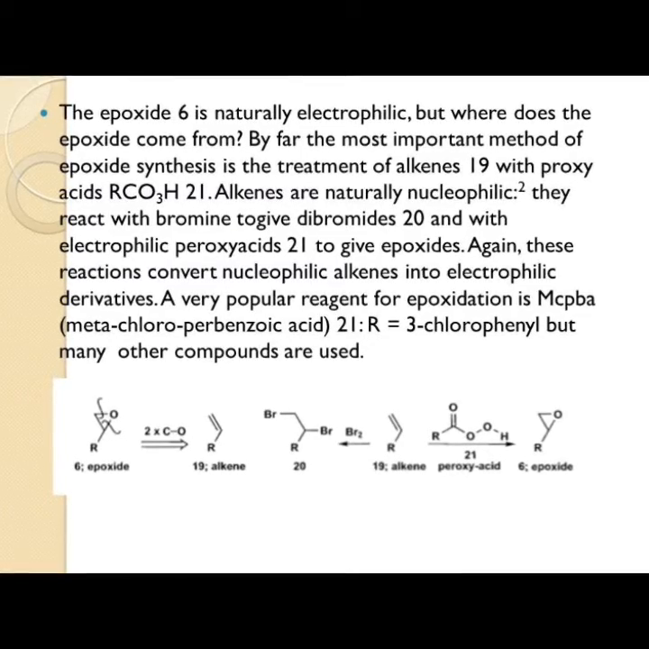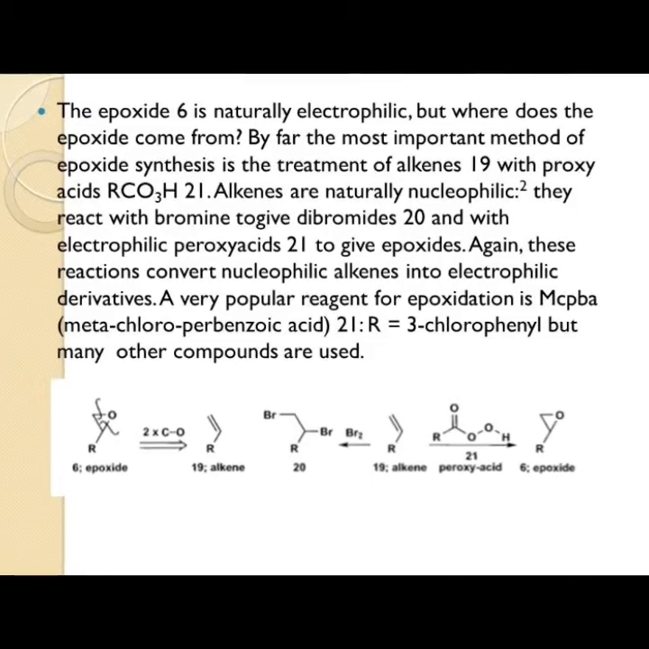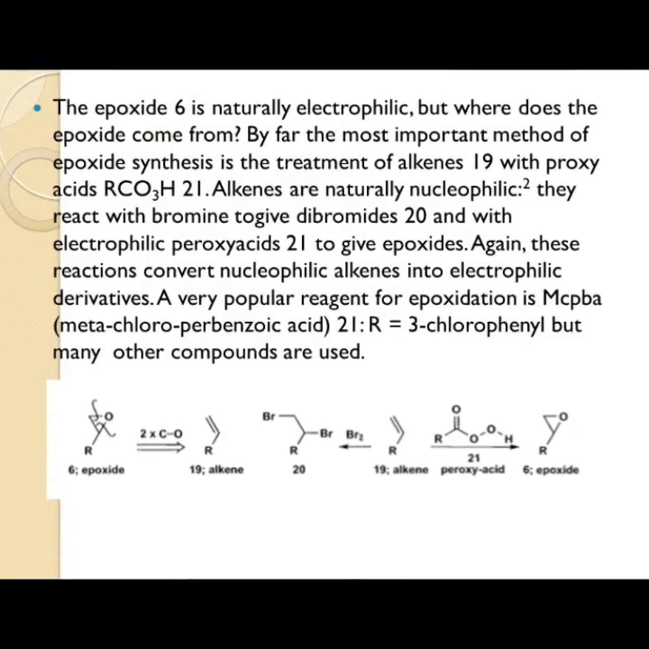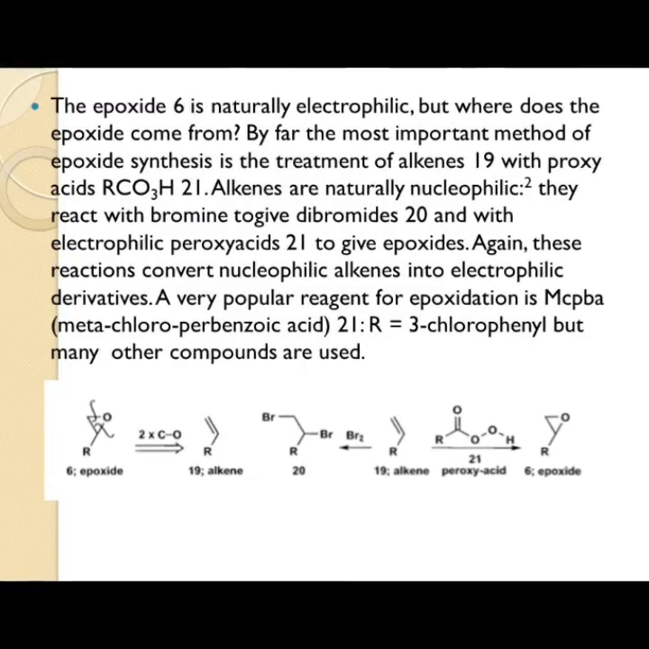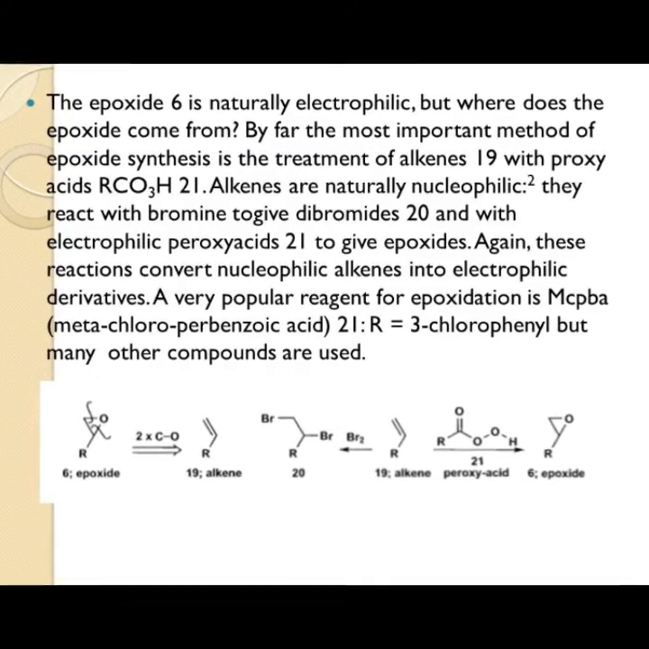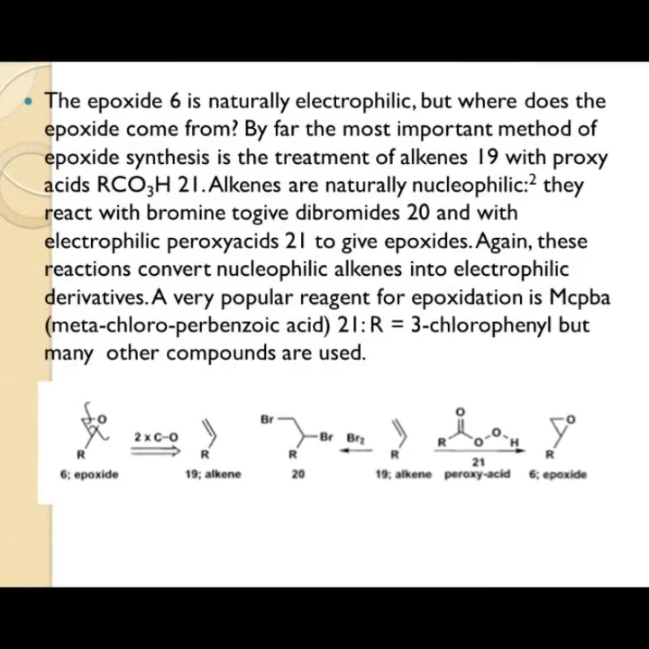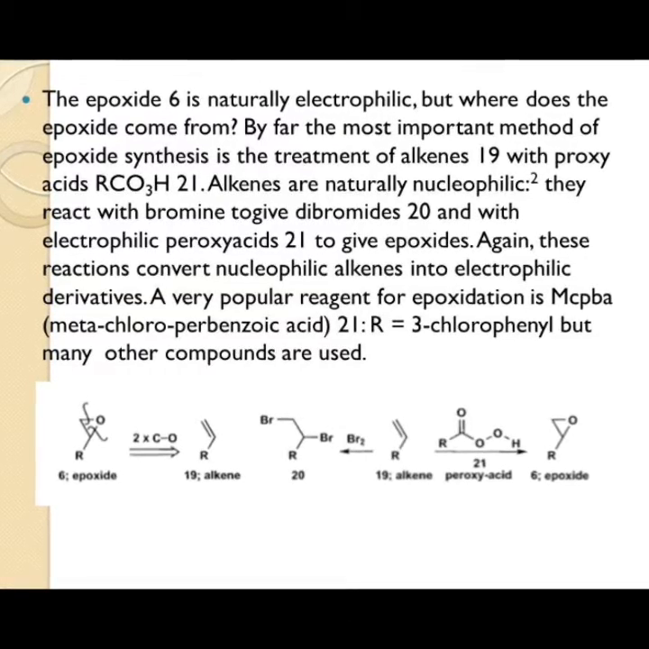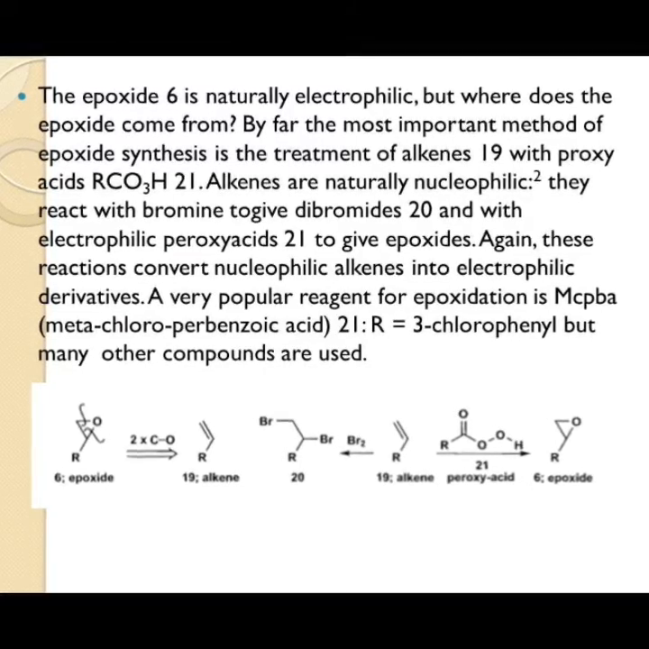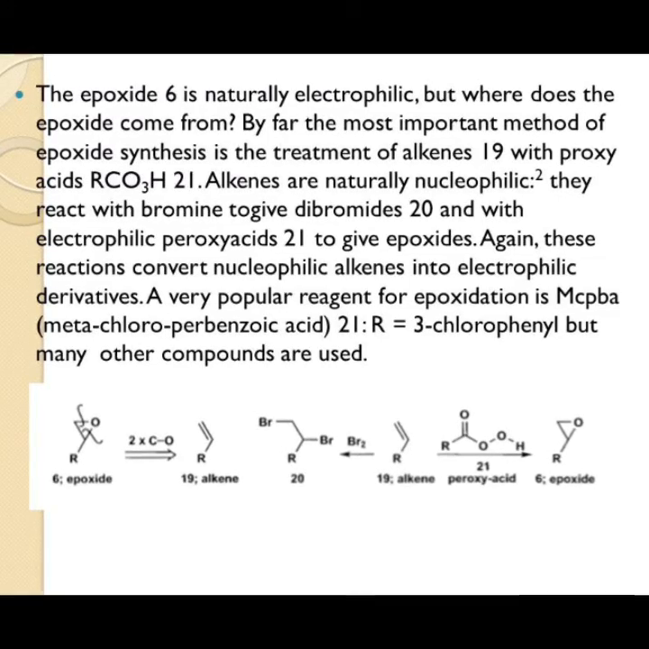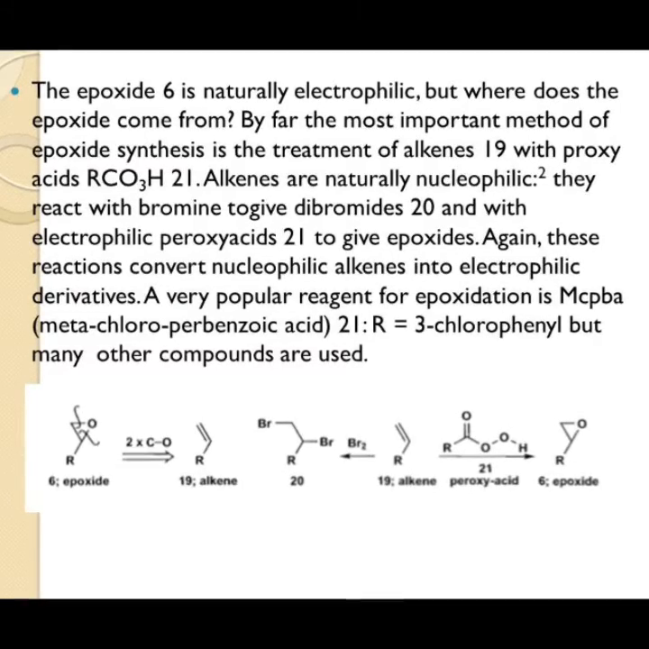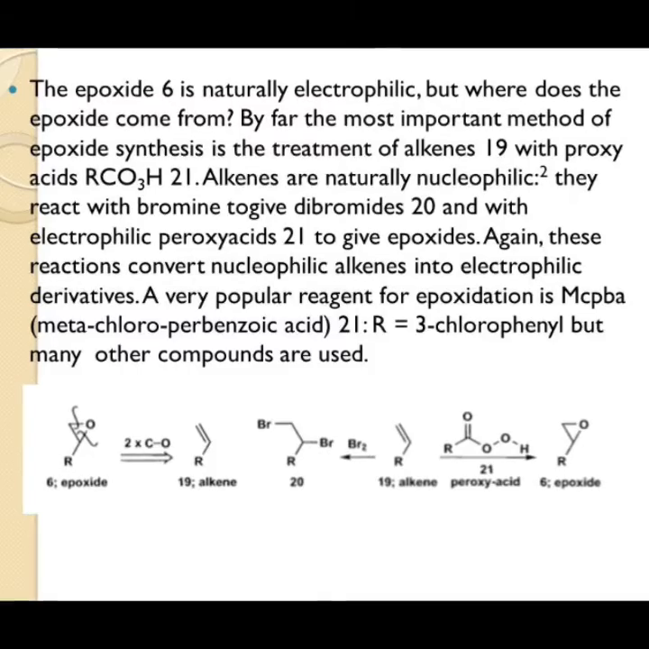By far the most important method of epoxide synthesis is the treatment of alkenes 19 with peroxy acids RCO3H 21. Alkenes are naturally nucleophilic too. They react with bromine to give dibromides 20 and with electrophilic peroxy acids 21 to give epoxides. Again, these reactions convert nucleophilic alkenes into electrophilic derivatives. A very popular reagent for epoxidation is MCPBA, metachloroperbenzoic acid 21, R equals 3-chlorophenyl, but many other compounds are used.